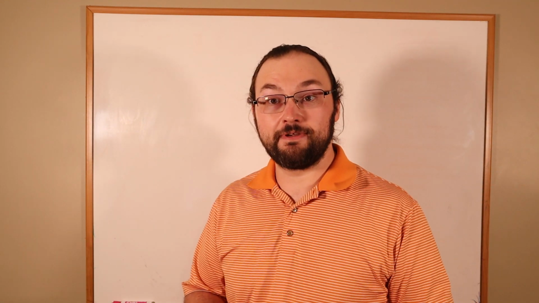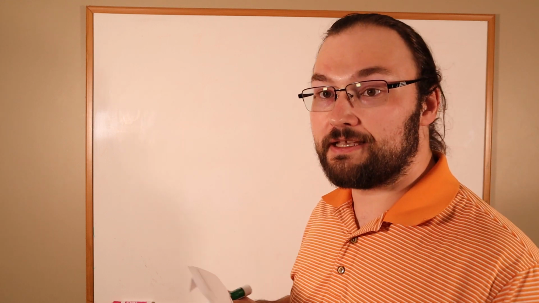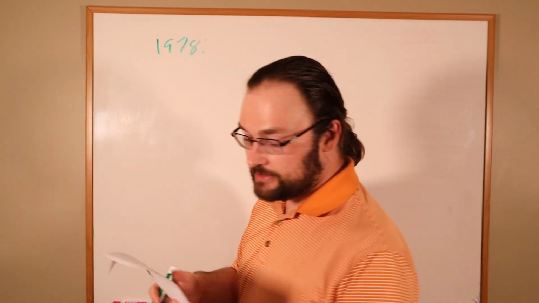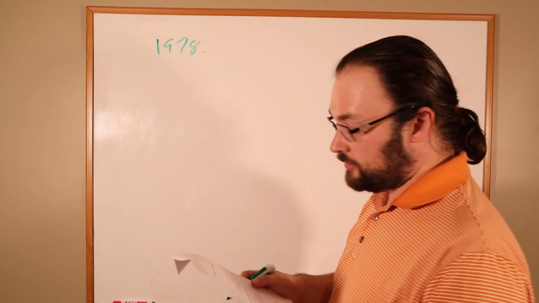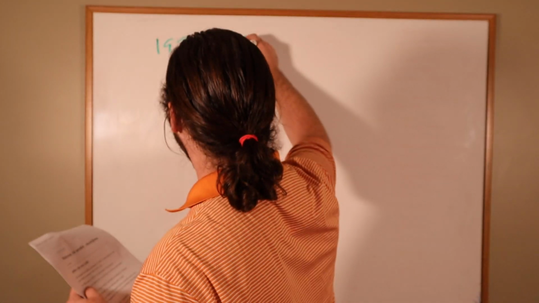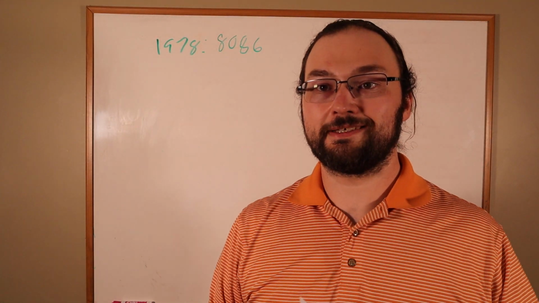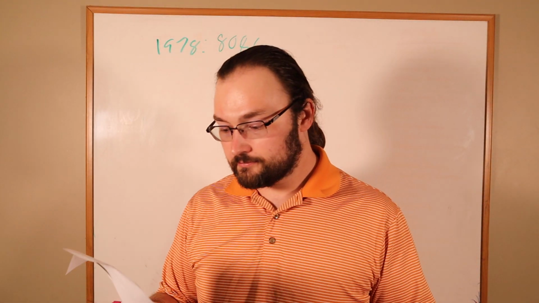Now, the story begins in 1978. And in 1978, Intel released a microprocessor called the 8086. And that 8086 microprocessor was a 16-bit microprocessor.